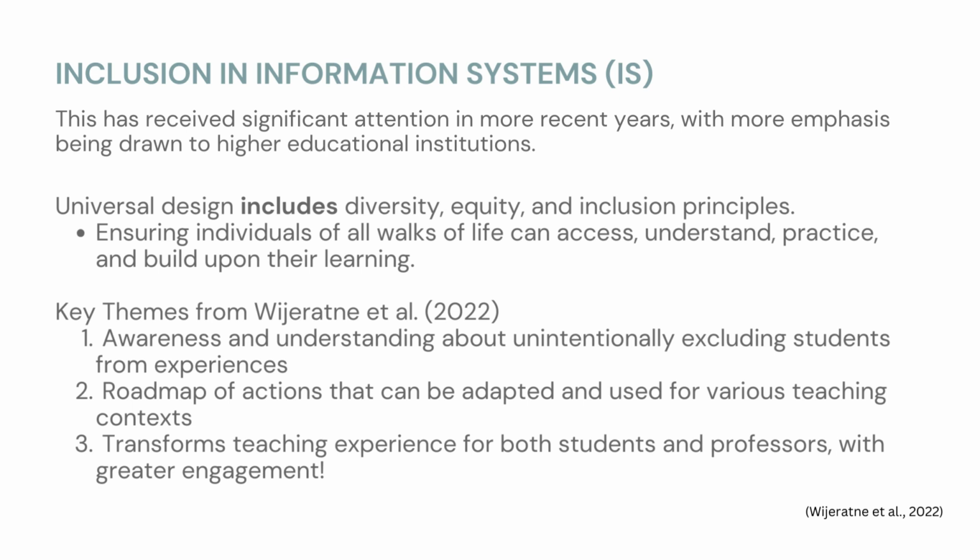So inclusion for information systems, this is a new concept that's gained a lot of ground recently. It's received significant attention specifically in higher education institutions. And this is basically universal design that includes diversity, equity, and inclusion principles, ensuring individuals of all walks of life can access, understand, practice, and build upon their learning.